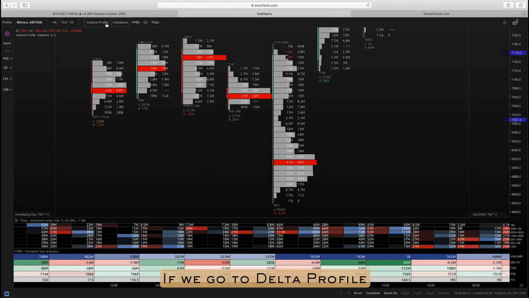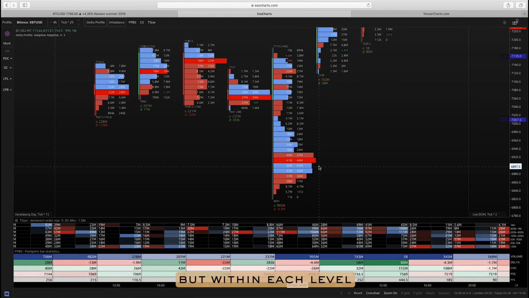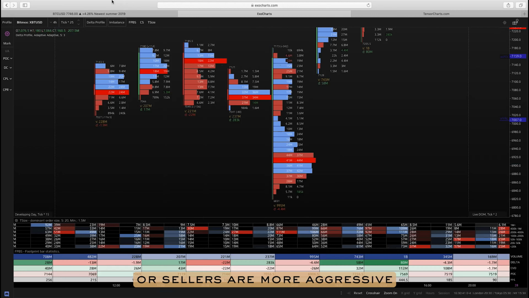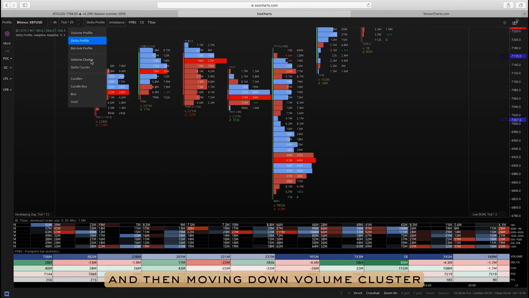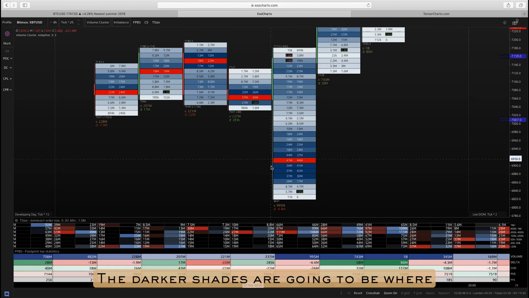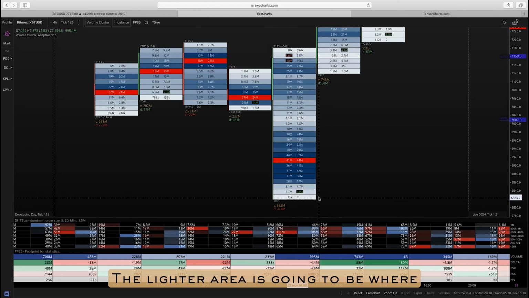If we go to delta profile, this is going to show us the volume profile, but within each level, from left to right, whether or not there was a positive delta or a negative delta. So this indicates whether buyers are more aggressive or sellers are more aggressive. And then moving down, volume cluster, indicated by shades of color. The darker shades are going to be where a dominant portion of the volume took place. The lighter areas are going to be where it was more thinly traded or where there was not much volume.